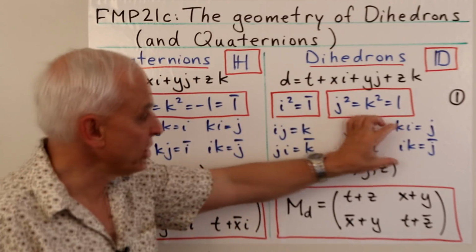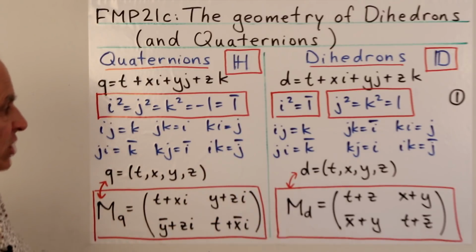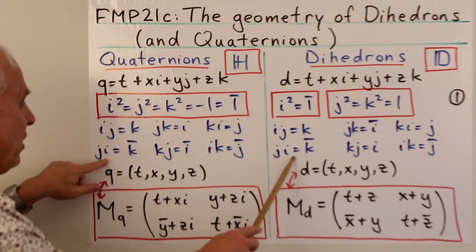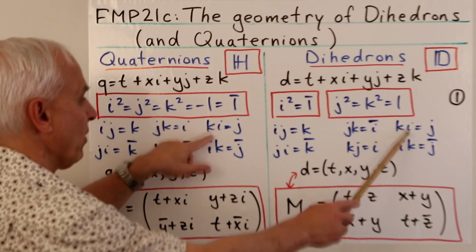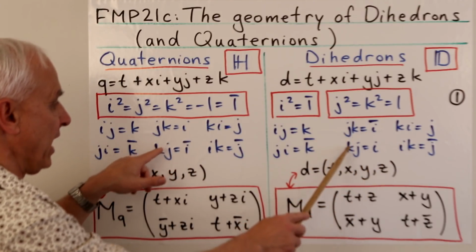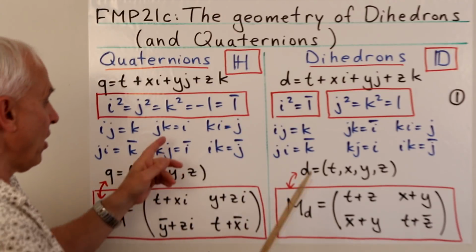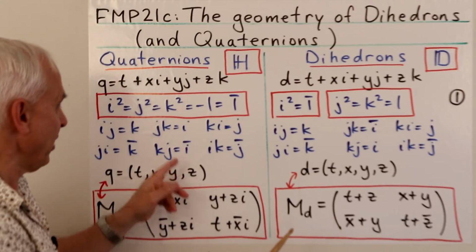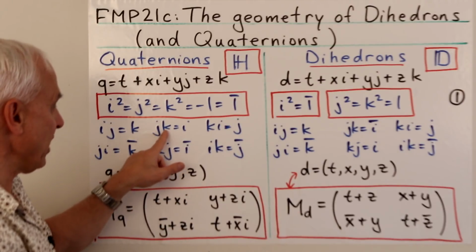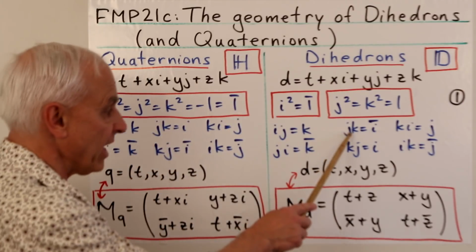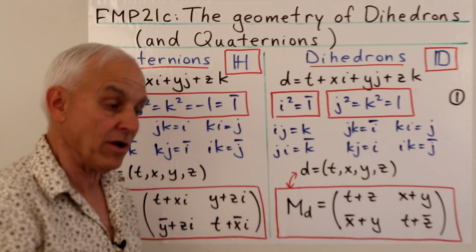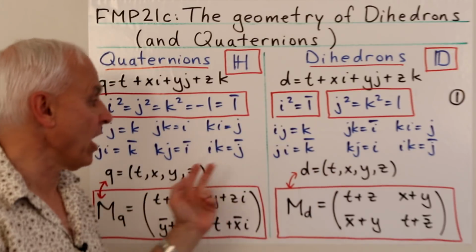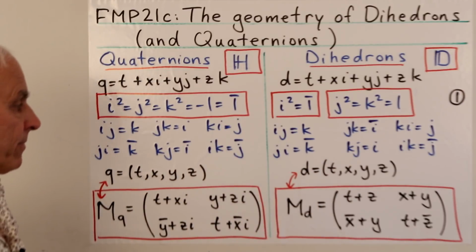Here are the relations, products of i's and j's and k's, and they're a lot like the ones over here. So these two are the same, and these two are the same, just the middle ones, the jk and the kj, are different. All you do is negate these ones, or put bars over them. So over in the quaternion case, j times k is i. Over in the dihedron case, j times k is i bar. And also the corresponding opposite for kj.